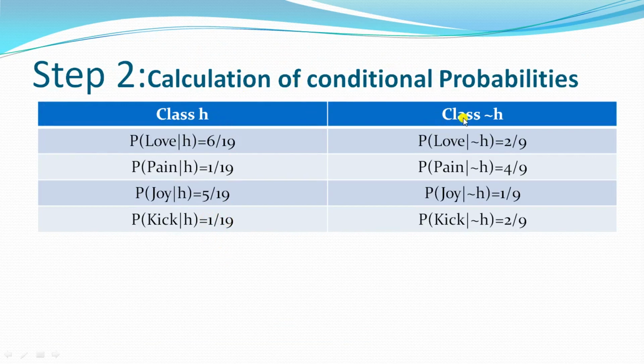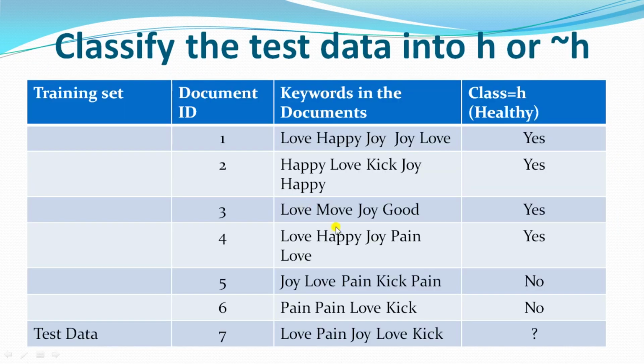Next go to second one. In this we are going to calculate the probability of term with respect to no. Here it was with respect to yes. Here it is with respect to no. So go back to problem statement. No in the sense these two, because these four are yes, that means class H. These two are no, means negation of H. Obviously these two are no.